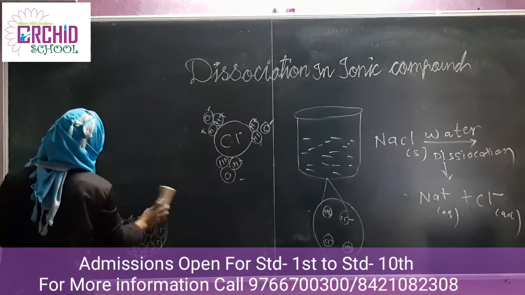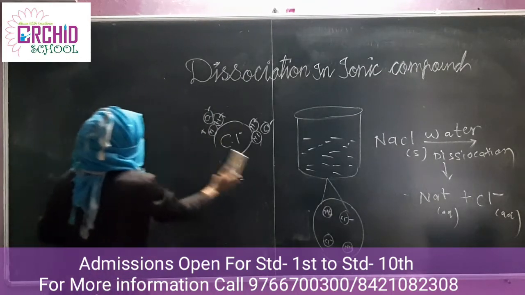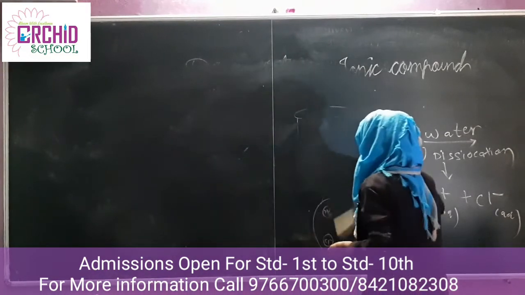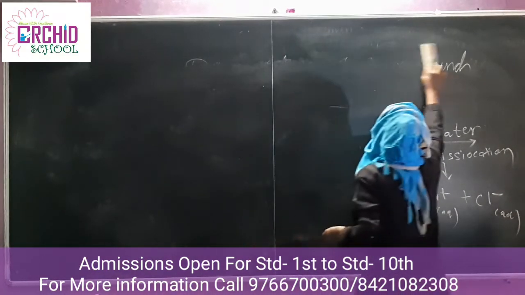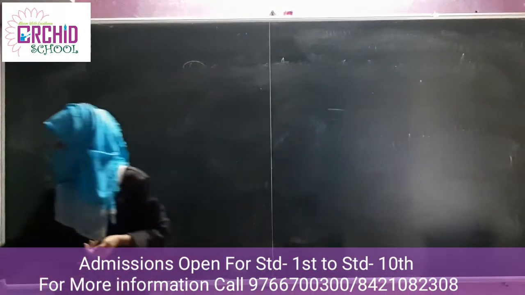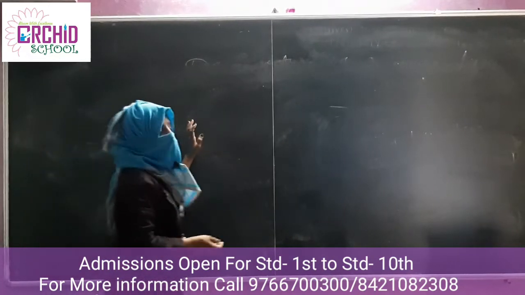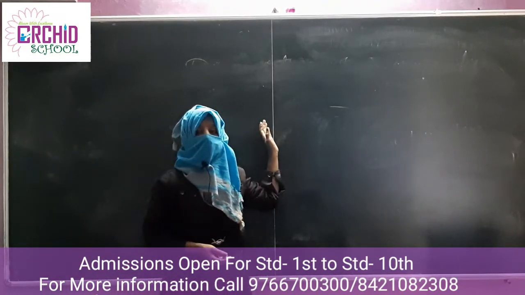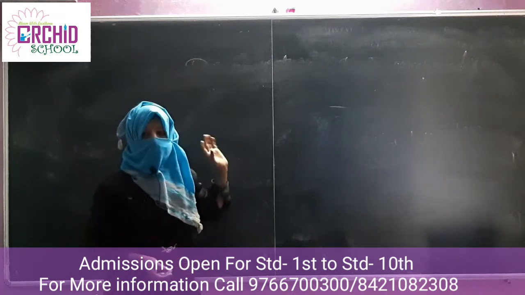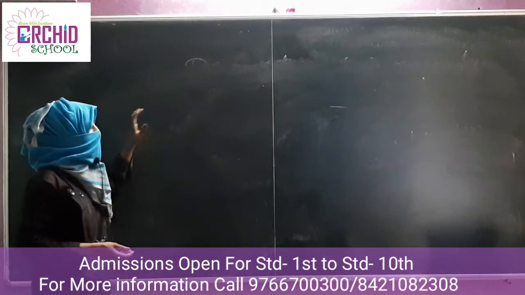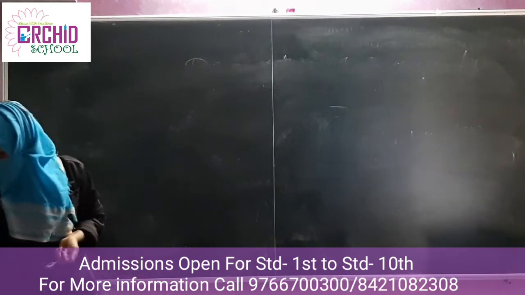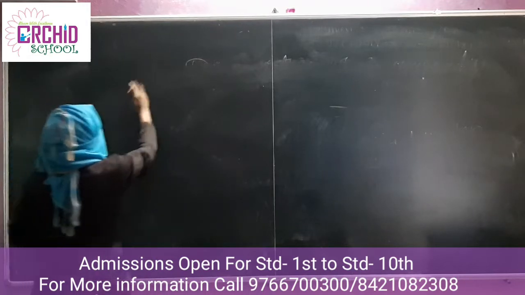So now we have learned that in the case of an ionic compound, the ionic compound dissolves in water forming an aqueous solution, dissociation occurs, and each dissociated ion is surrounded by water molecules. So now we will learn about the Arrhenius theory of acids and bases.